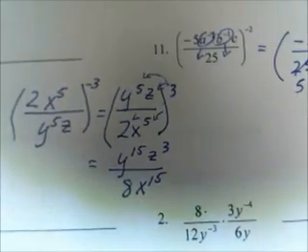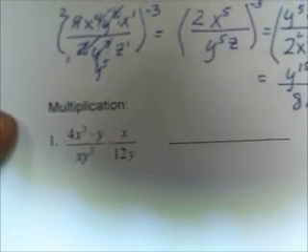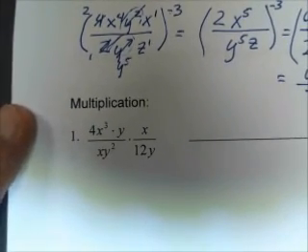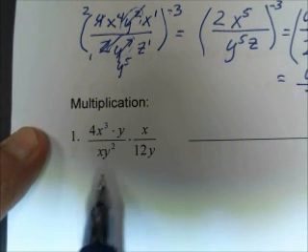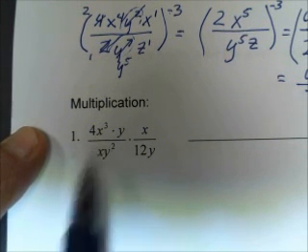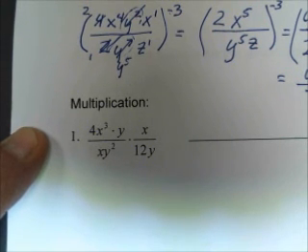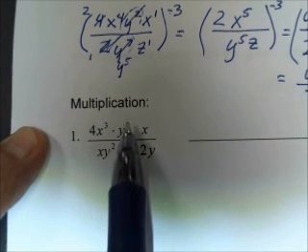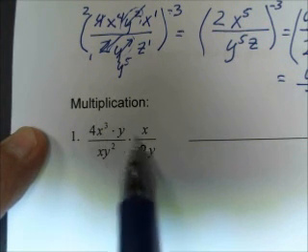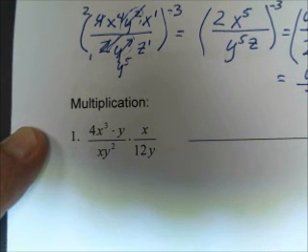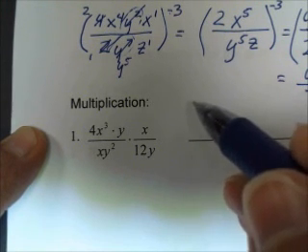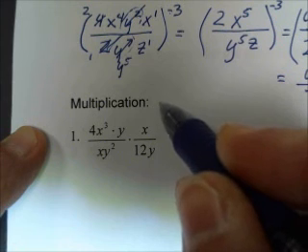Our next group of problems, we have some multiplication here. And in number 1, we have this 4x to the third times y divided by xy squared times x divided by 12y. Right? If I look at the numerators here, this is all multiplication in the denominator. So let's divide out common factors. All right? Think about dividing out common factors.